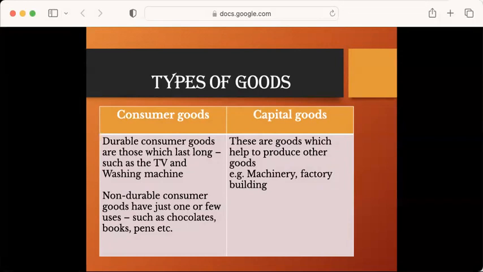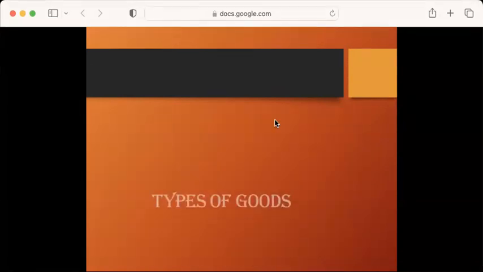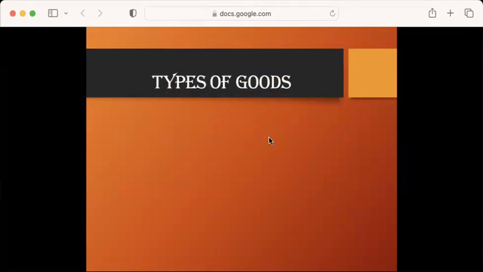That means goods that last long. But there are some goods which are non-durable, sometimes just one use or just a few uses, like the clothes we wear, books, pens, or chocolates. Those are what we call non-durable consumer goods. So we spoke about one way of classifying, that is economic and free goods, and economic goods can be classified into consumer and capital goods, and consumer goods can also be classified into durable and non-durable, right?